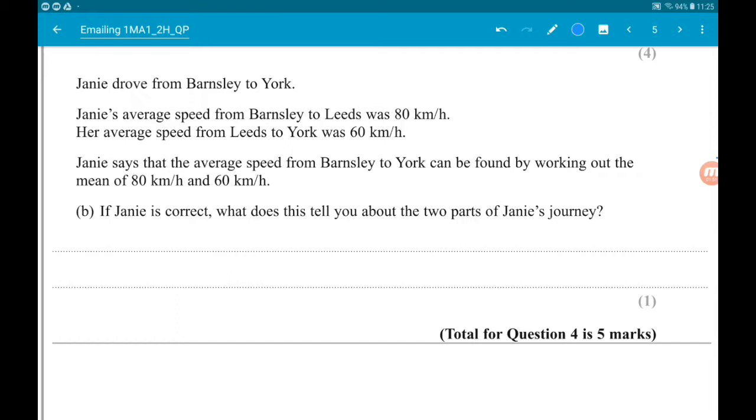To be able to work out an average speed by just adding the two different speeds together, you must spend the same time with each speed. So if Janie is correct, the two parts of her journey must have taken her exactly the same time.